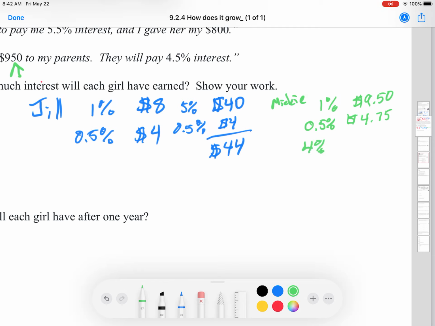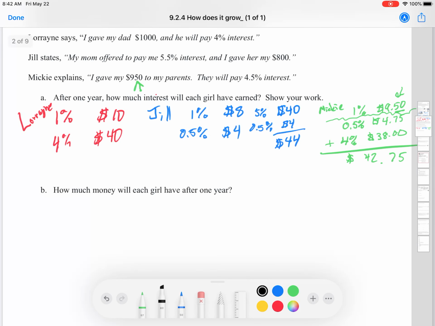4% is $9.50 times 4. So 9 times 4 is 36, right? And then 4 times 50 cents is $2. So 36 plus 2 is $38, right? $38. And then we just need to make sure I've got it all lined up, don't I? Let's add that. The 4% plus 0.5% gives me 4.5%, right? And that's 75 cents. That one is going to be $42.75. There we go.